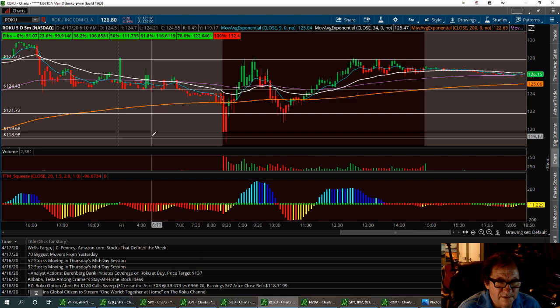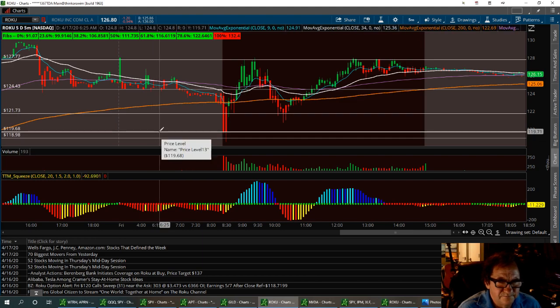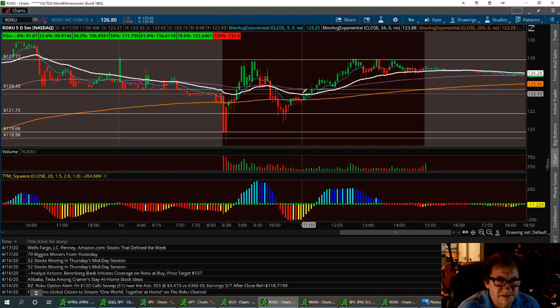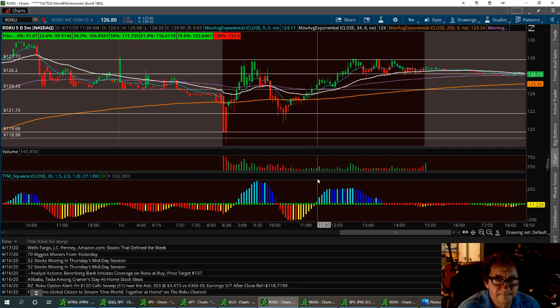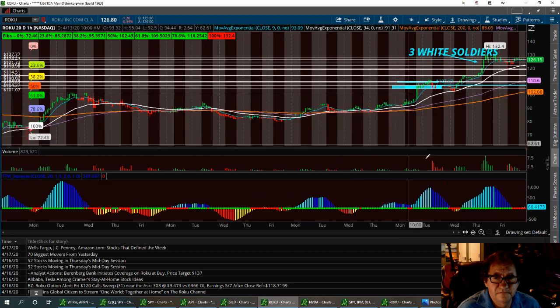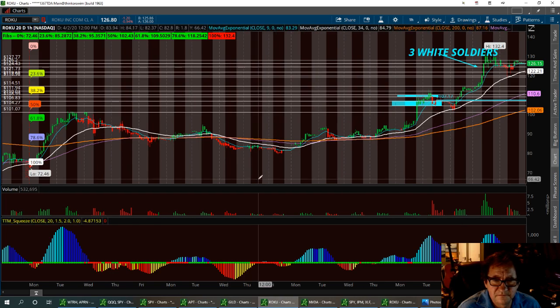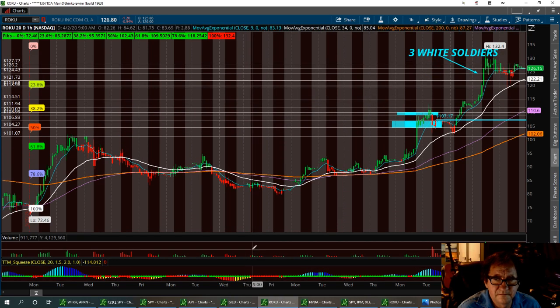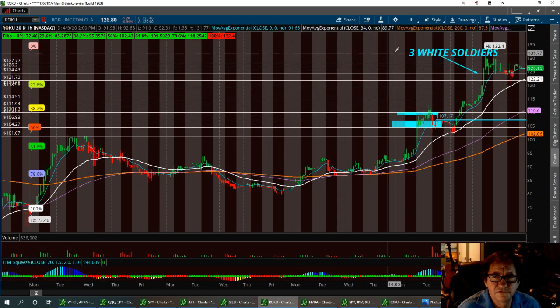Anything below 119. But if we pull back to here, it could be a strong buy for a retracement bounce back up to these 3 resistance levels. And there's another one right in here. So let's pull up the 20-day now. The 20-day high.